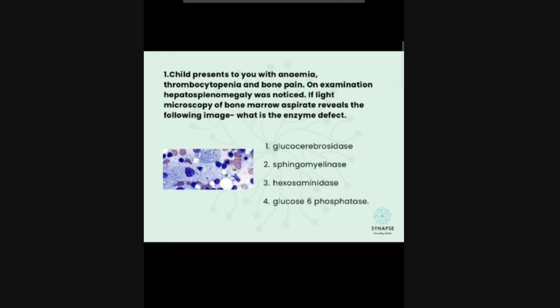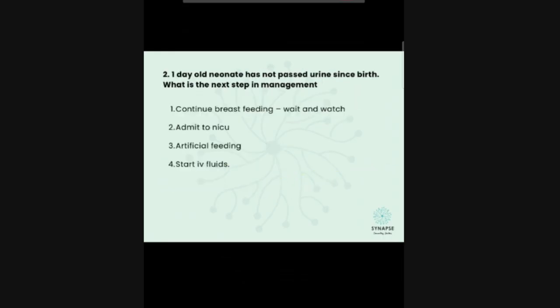Okay, so next: a 1 day old neonate has not passed urine since birth. What is the next step in management?